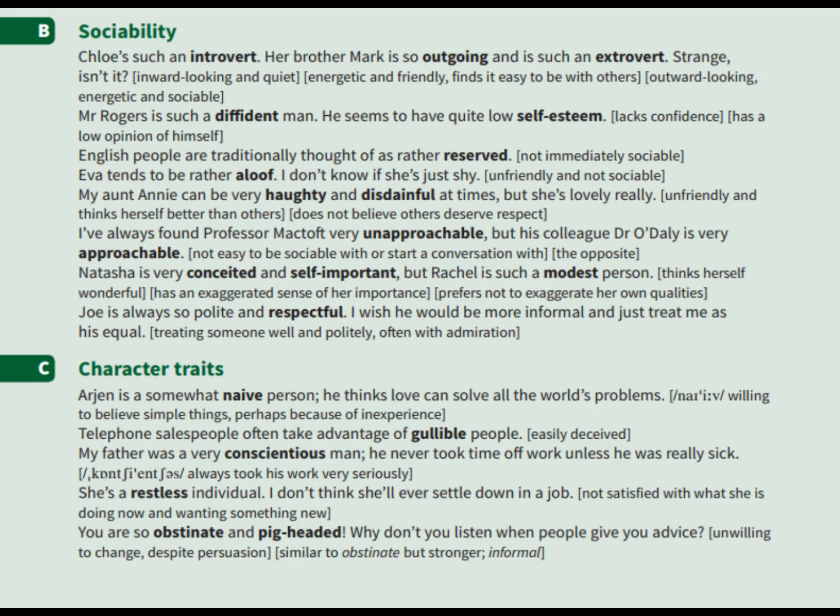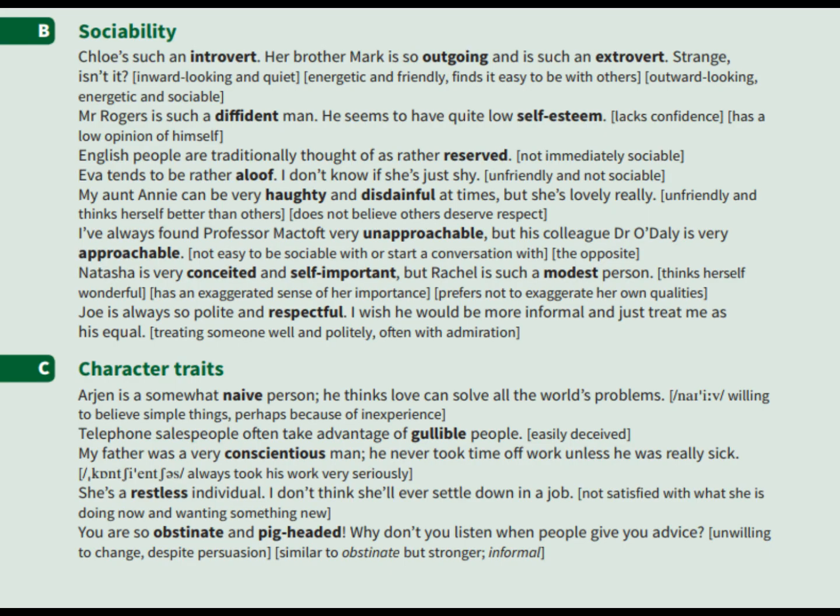B. Sociability. An introvert is an inward-looking and quiet person. Chloe is described as an introvert. Her brother Mark is outgoing and is an extrovert. An outgoing person is energetic and friendly and finds it easy to spend time with other people. An extrovert is outward-looking, energetic, and sociable.